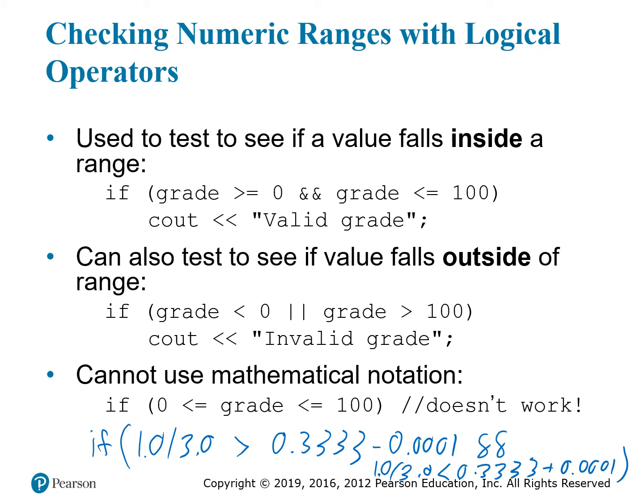Note that algebraic notation, once again, does not work in C++. You can't say 0 less than grade less than 100. C++ just isn't programmed to make that work.